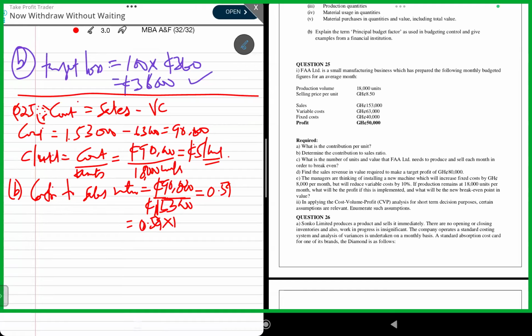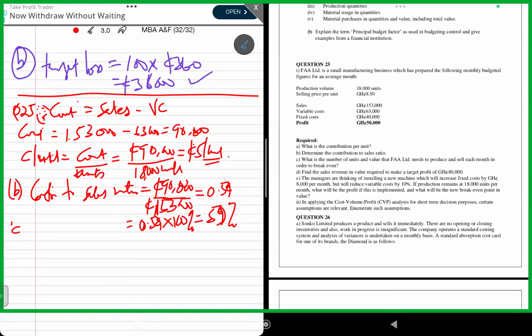Times 100%, which will give us 59%. I'm leaving it in decimal fraction before multiplying by 100, because when I'm doing the CS ratio, I'll use 0.59. I'll not use 59%. Are you good? Yes. All right, I'm done.